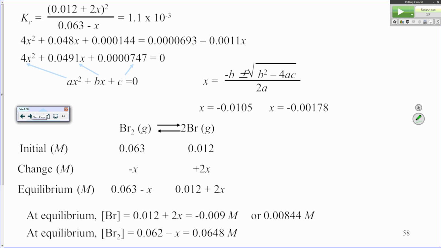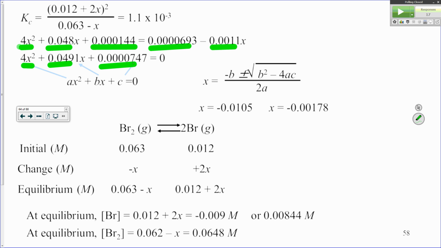So when you solve for this, you rearrange it. I'm going to let you do the math. You expand this, and then you take this term, multiply it to the other term, and rearrange it for x. You get 4x squared plus 0.048x plus 0.000144 equals this term minus x. You rearrange it in the form of a quadratic.